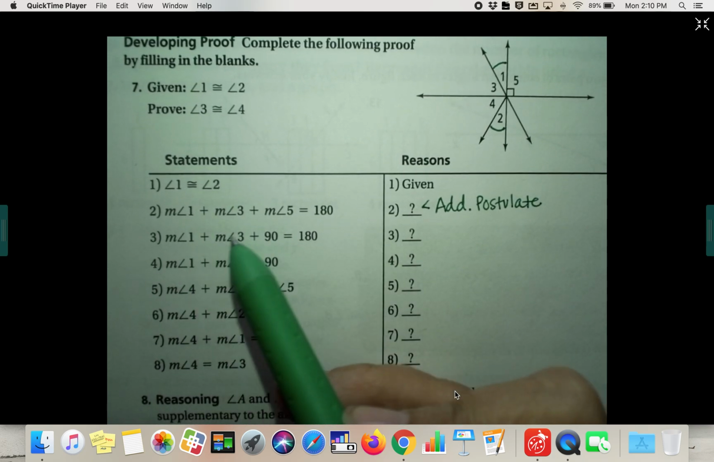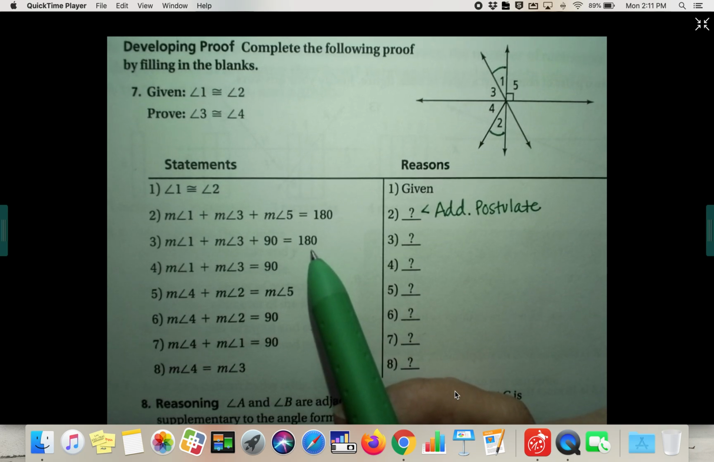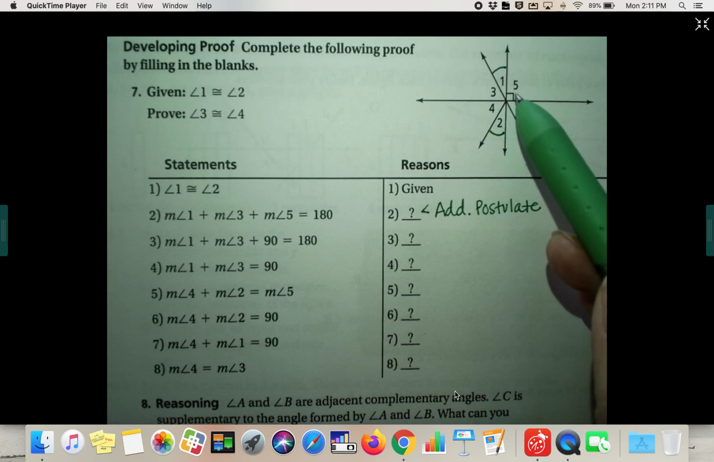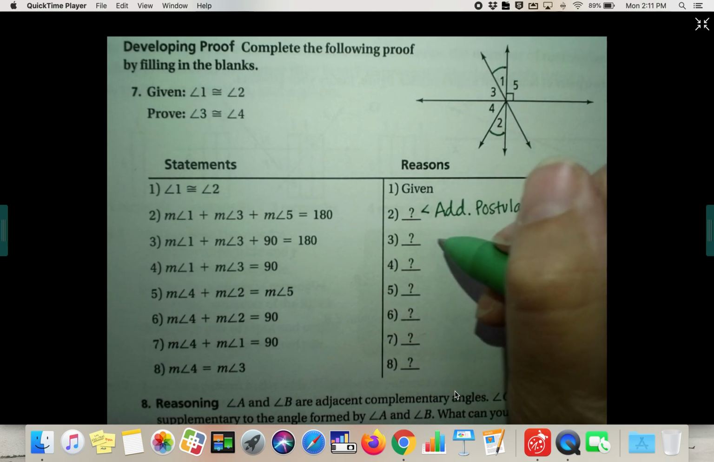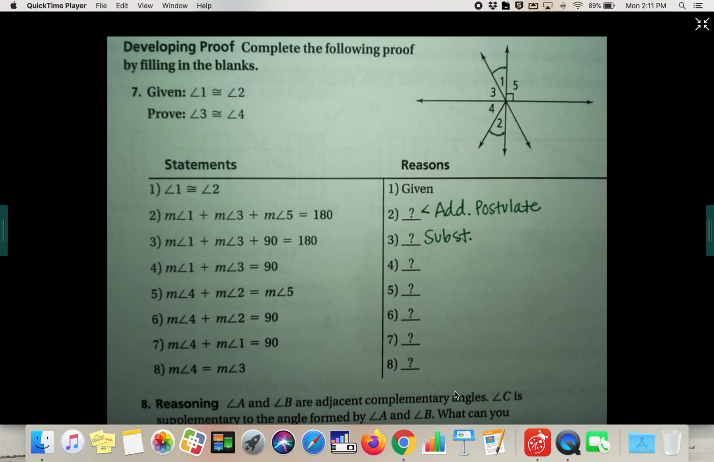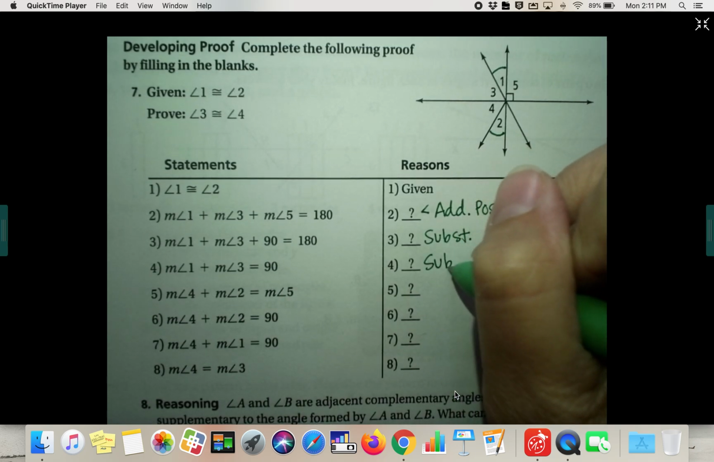Next they did angle 1 plus angle 3 plus 90 equals 180. So they substituted 90 degrees for angle 5 because they know it's marked. So this would be substitution. Then they moved on and said angle 1 plus angle 3 equals 90. So it looks like they went from 180 and subtracted 90 from both sides. So this is subtraction.